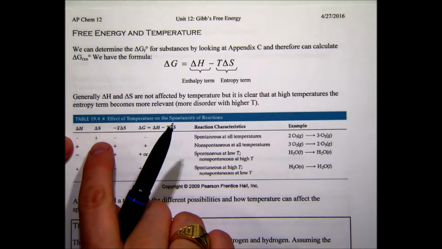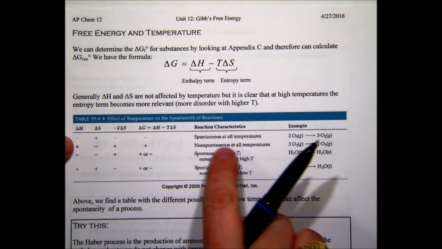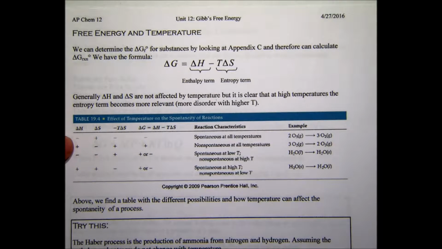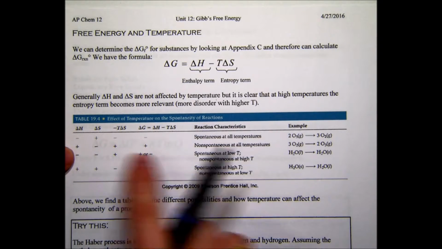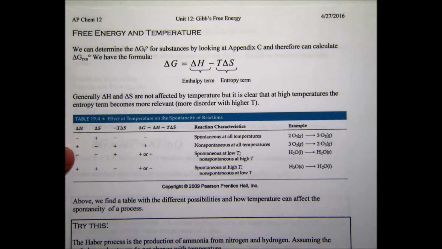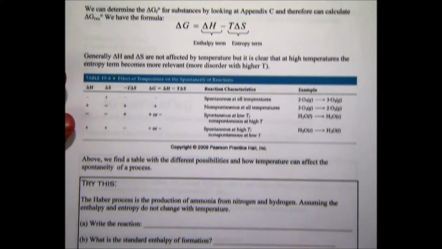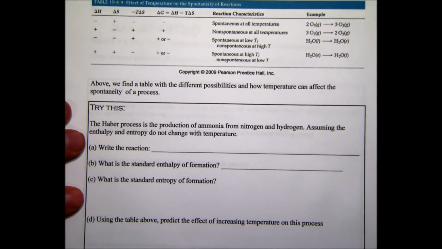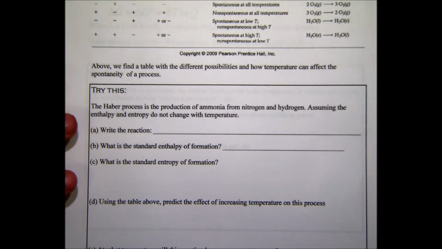So if the enthalpy term is negative and the entropy term is positive, it will be spontaneous at all temperatures. If the reverse is true, it will be non-spontaneous at all temperatures. If both terms are negative, it will be spontaneous at low temperatures, but as it heats up, it will become non-spontaneous. If both are positive, they will be non-spontaneous at low temperatures, spontaneous at high temperatures. So let's have a couple little looks at what that would mean.